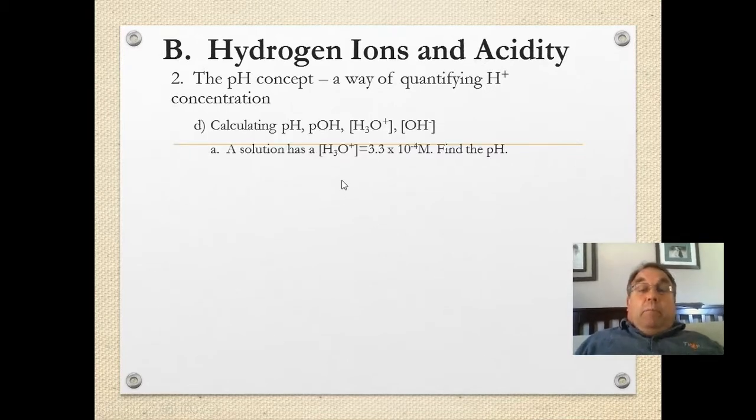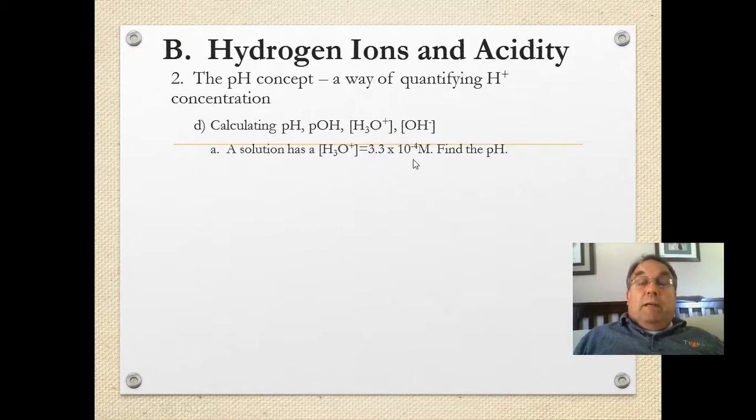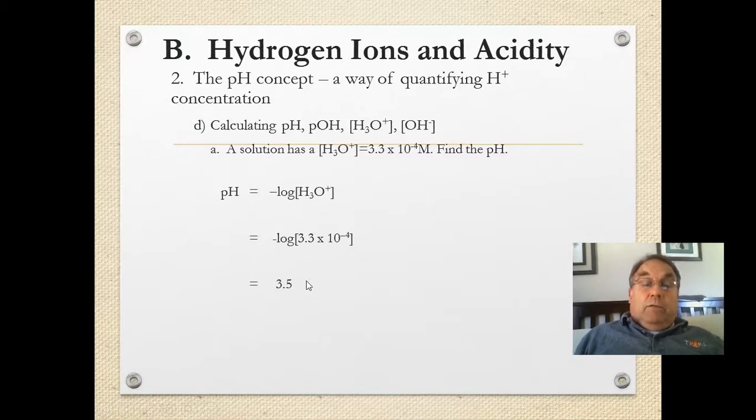Okay, so here's the sample problem. You have a solution with a hydronium concentration of 3.3 times 10 to the negative fourth. What would the pH be? Well, if you remember that pH is the negative log of the hydronium concentration, then you know that the pH is going to be somewhere around 4, somewhat less than 4. So you just take 3.3 times 10 to the negative fourth, take the log of it, then make it positive. So get out your calculators, solve for this equation, and you should get 3.5.